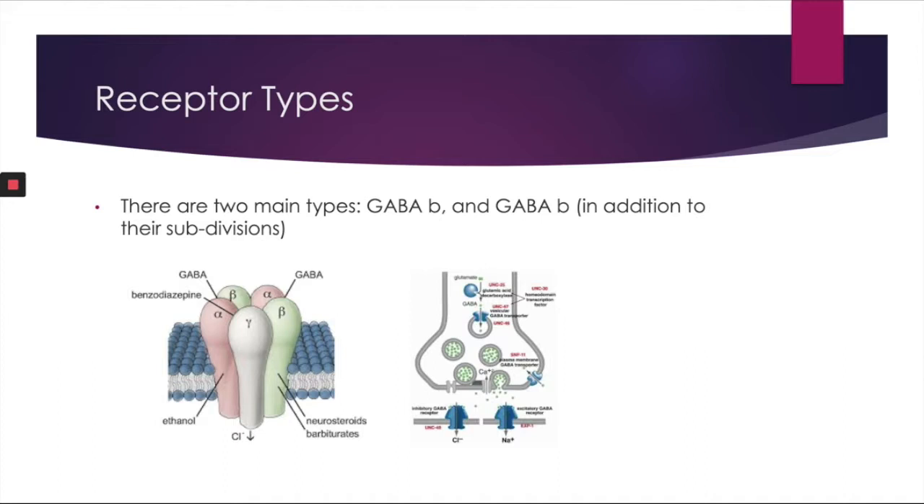They are also ligand-gated ion channels, which means once activated, the GABA A receptors open some sort of ion channel on the surface of the neuron. In this case, it is a chloride ion channel.